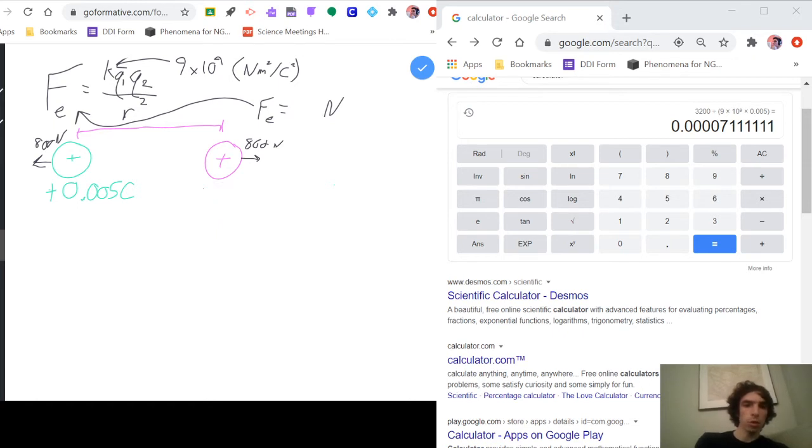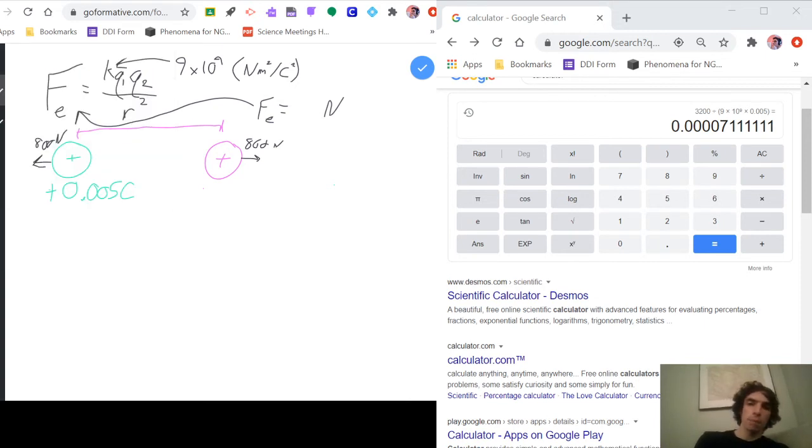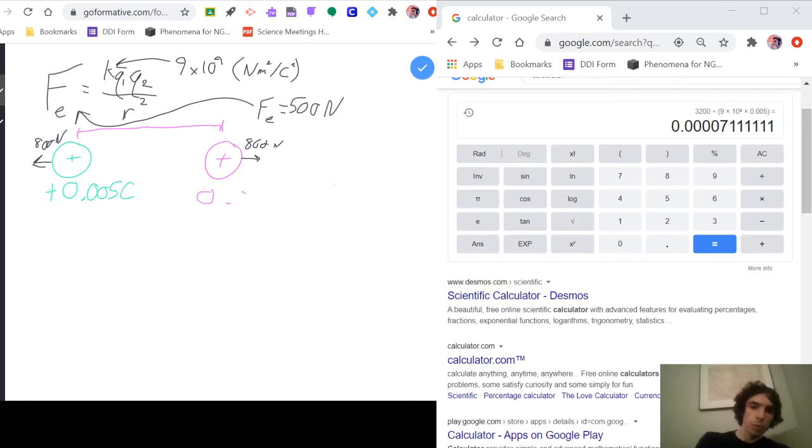Let's change up the force a little bit. Let's say that our force is, instead of 800 newtons, 500 newtons. I'm not sure why, but let's just say that. And then this charge over here on the right, let's say that is 0.0004 coulombs. Okay, so we've got values for both charges.